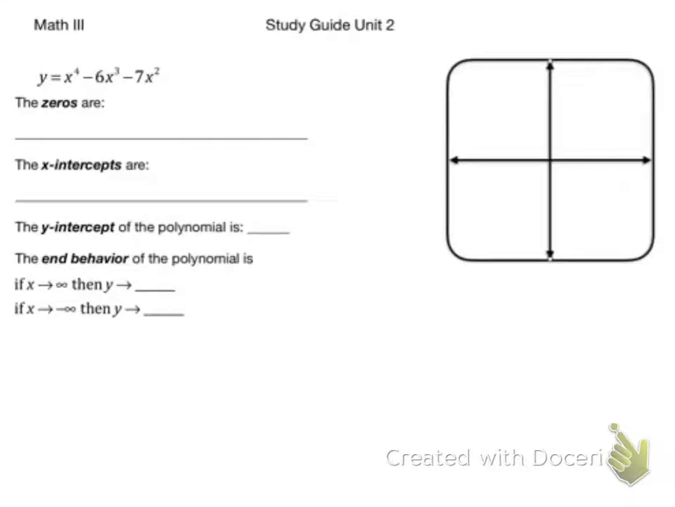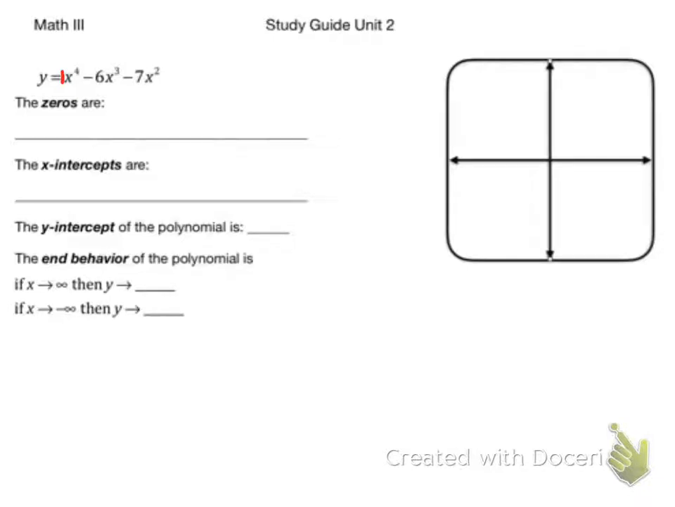Study guide page 2. So this one requires a little bit of factoring. We're given this function here, y equals x to the 4th power minus 6x cubed minus 7x squared. Before we begin anything, we always have to check to see if we can factor anything out of the right-hand side. So let's put an invisible 1 there.